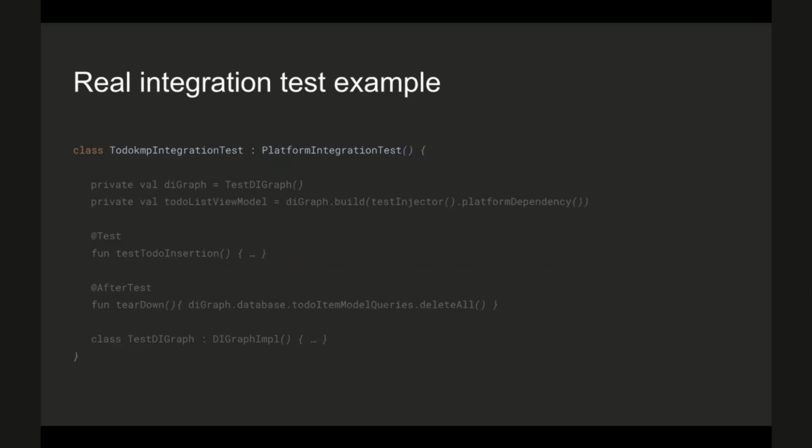So this is the integration test. To write the integration test, we extend the platform integration test class that we saw above. This is in common. The platform integration test is specific for the platform, and you don't care at this point. Then we instantiate the test DI graph. We build it using our test injector, so we will get the platform-specific dependency. And that's how we build it.